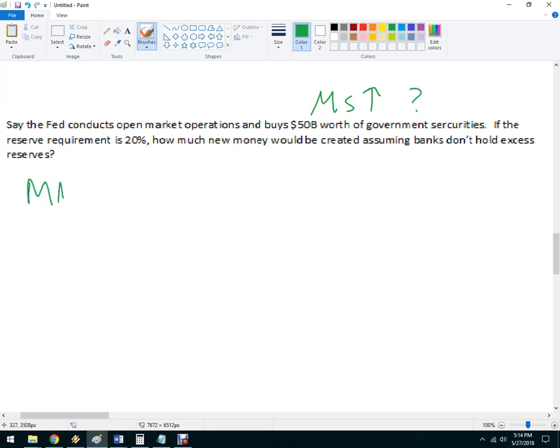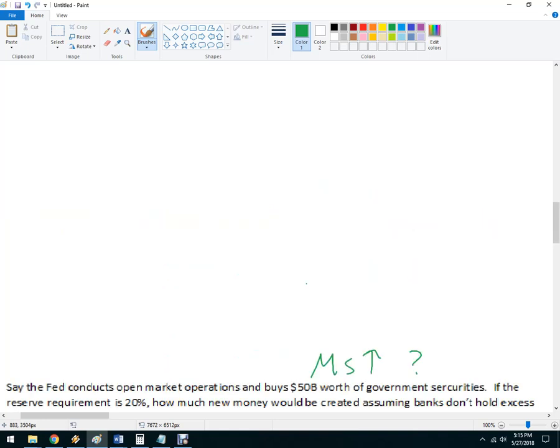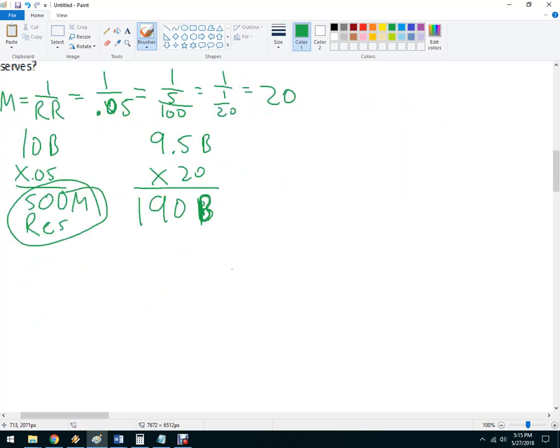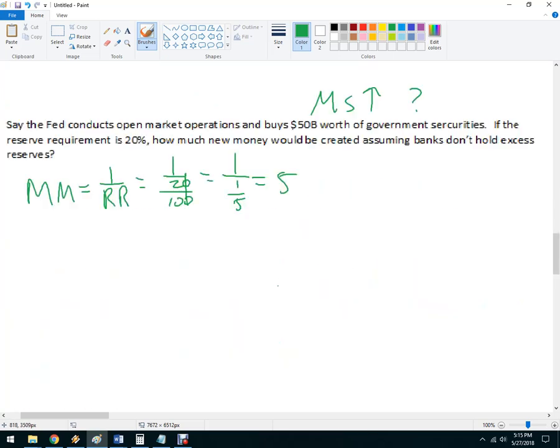So the money multiplier equals 1 over the reserve requirement. So it's 1 over 20 over 100. Those go away, so 100 over 20, which is 1 over 1/5. Now we've got a money multiplier of 5. Now before we do anything, notice this money multiplier is much lower than this one because the banks have to hold on to a lot more when the reserve requirement is higher. Okay, so lower reserve requirement means higher money multiplier.